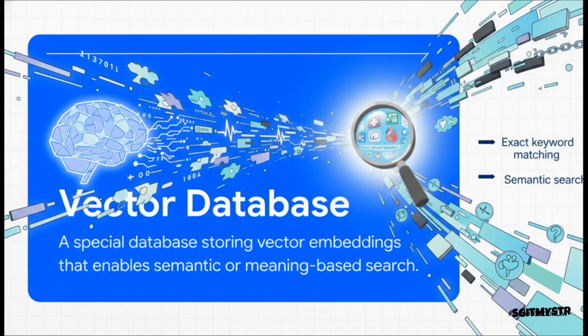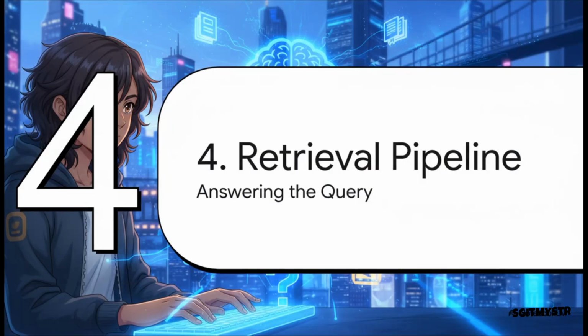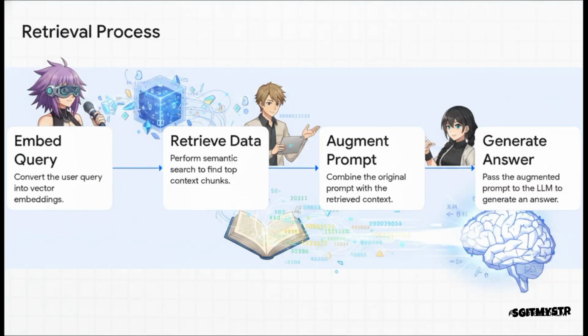This incredible ability to search by meaning is the absolute foundation of why RAG is so accurate. Section 4, The retrieval and generation pipeline, answering the user query. Let's move to the other half of the equation and see how this all comes together when a user actually sits down at the keyboard and asks the AI a question. 4 things happen in just a fraction of a second.